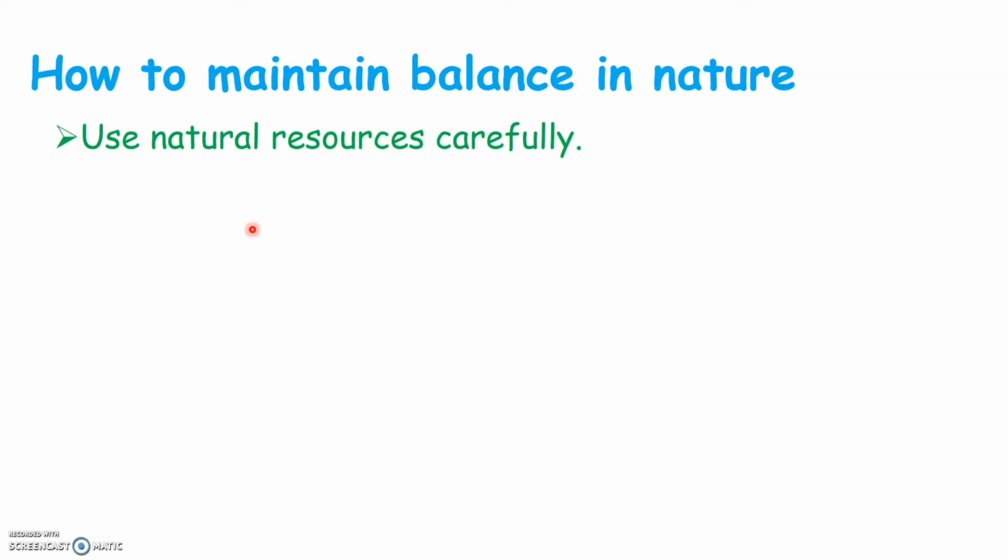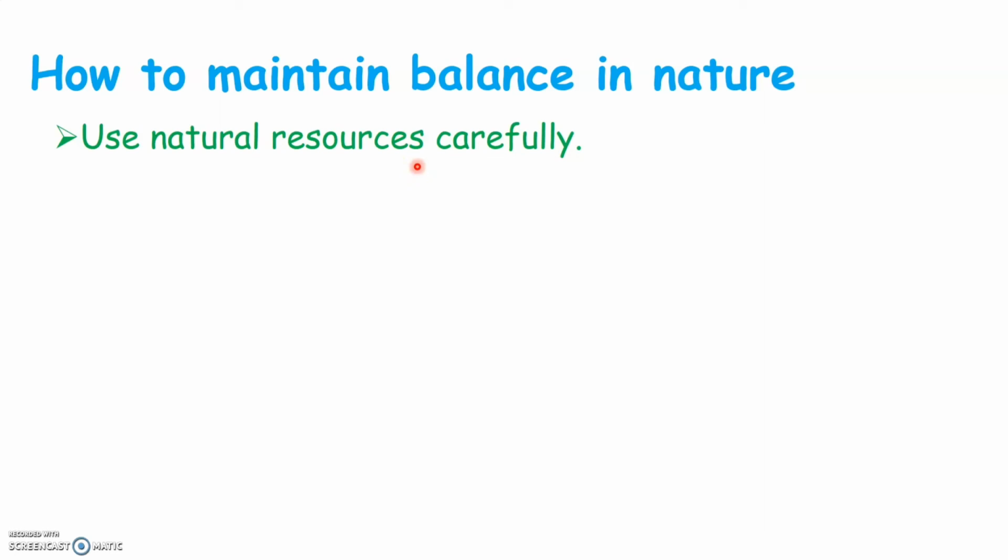So we have many natural resources around us, which means those are naturally present on earth, which are required by we human beings. So natural resources like soil, land, water, air, all these are resources that are to be used very carefully. We should not waste them or we should not pollute them.